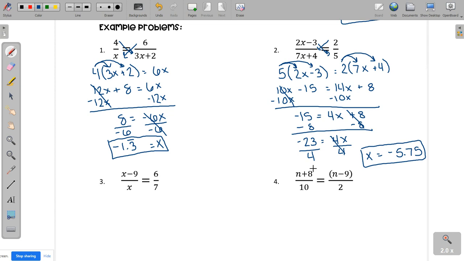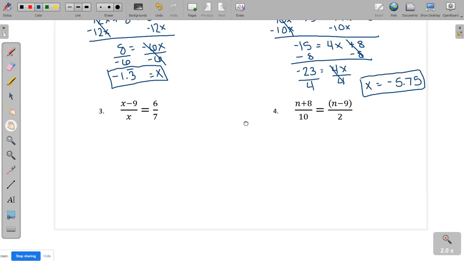Okay, I want you to pause the video and try the next two problems and then come back and check your work. Okay, let's check our work for numbers 3 and 4.